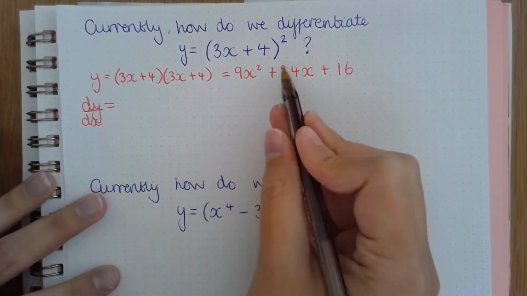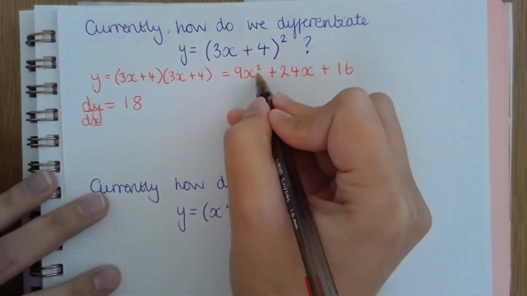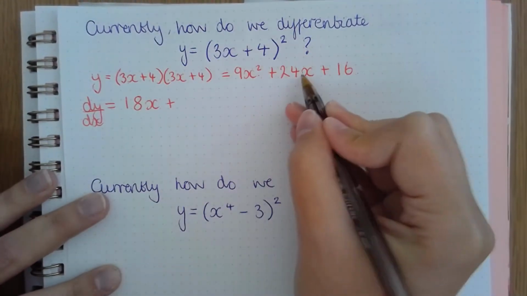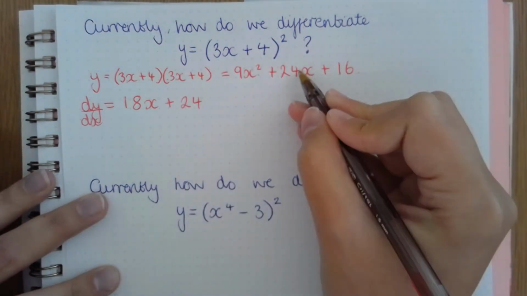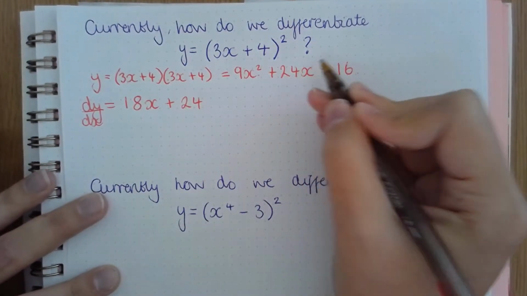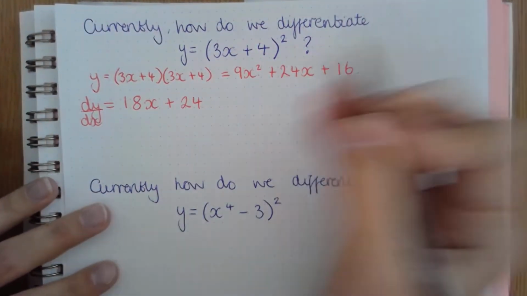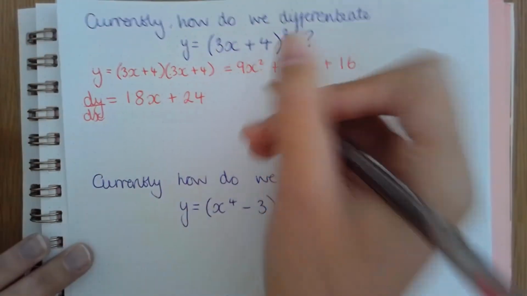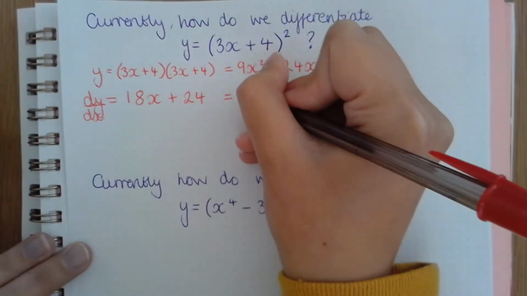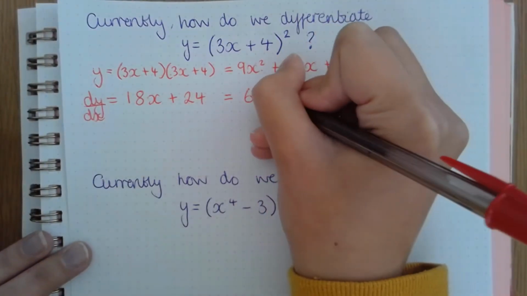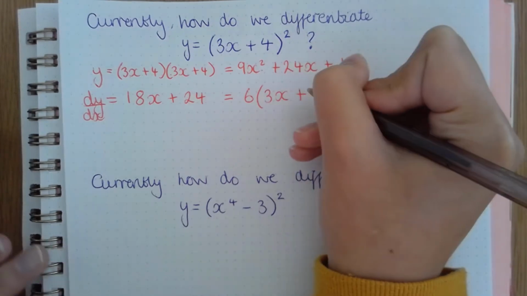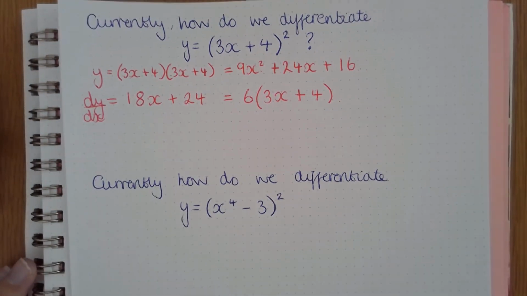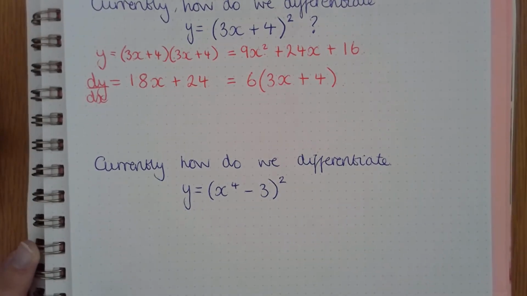So 9 times the 2 is 18x, take 1 from the power. Plus 24 times the power, which is just 24. If we take 1 away from that power, it becomes power 0, which is just 1. So that's what we get, 18x plus 24. Well, I can factorise that. I can take 6 outside the brackets, so 6 lots of (3x plus 4). So that's currently how we would do that set of brackets.